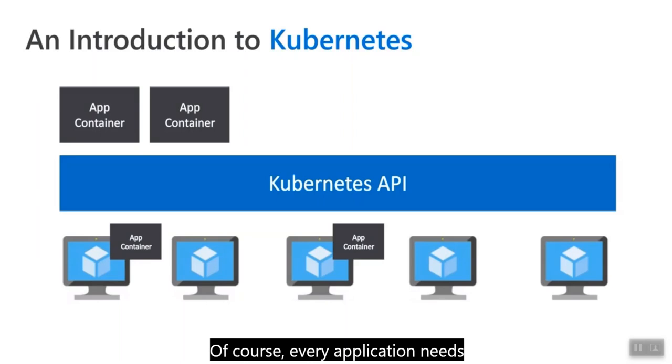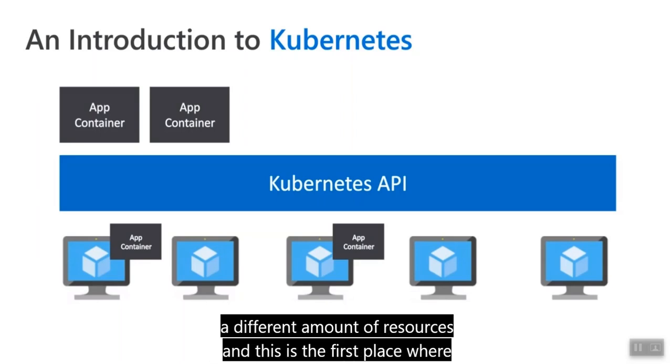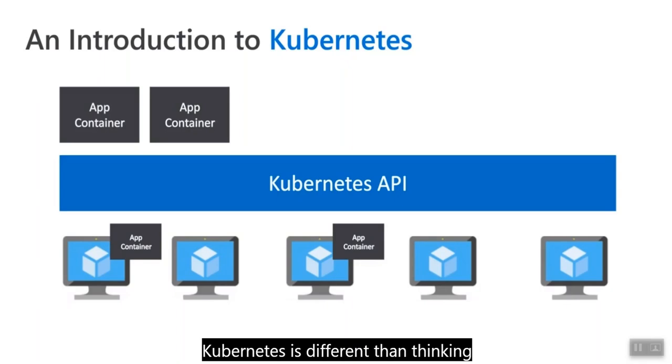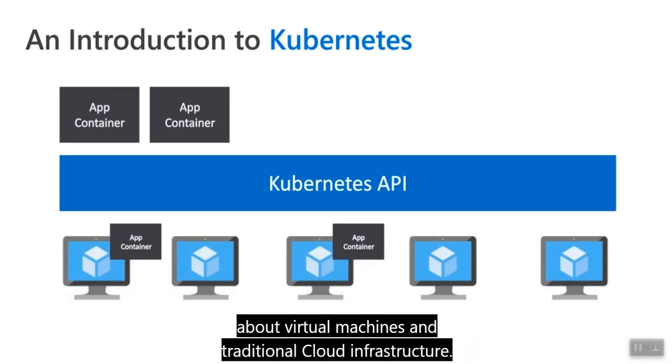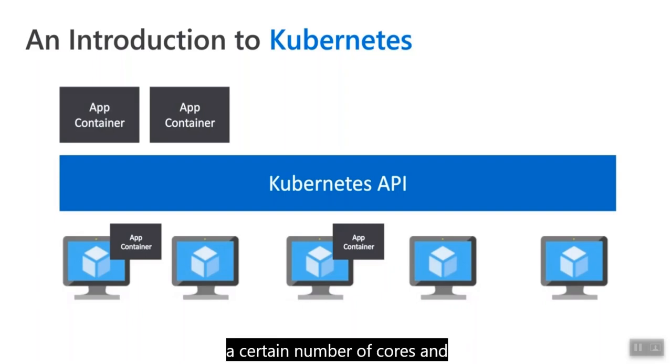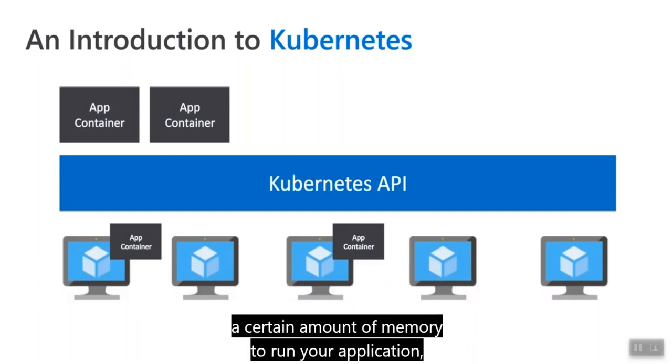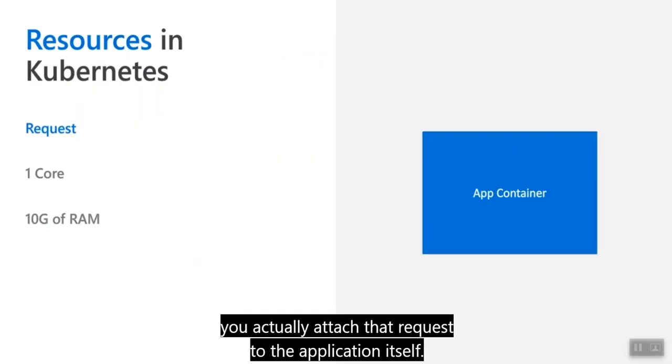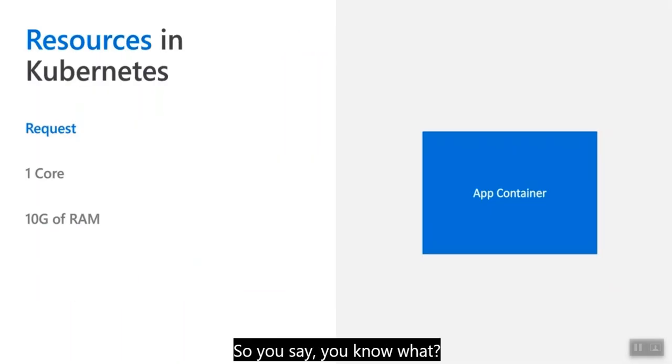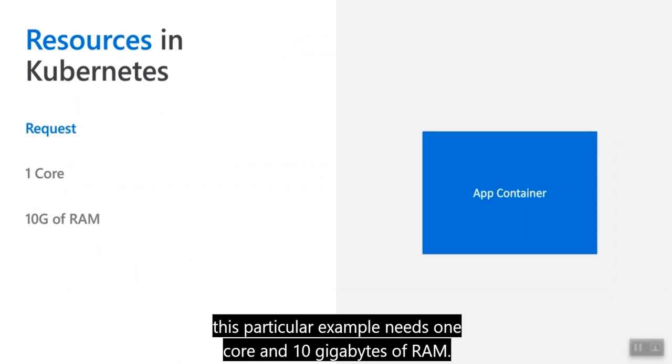And, of course, every application needs a different amount of resources, and this is kind of the first place where Kubernetes is different than thinking about virtual machines and traditional cloud infrastructure. Instead of asking for a virtual machine with a certain number of cores and a certain amount of memory to run your application, you actually attach that request to the application itself.